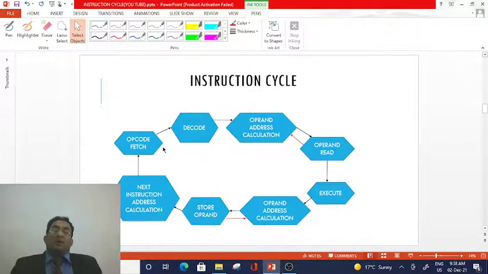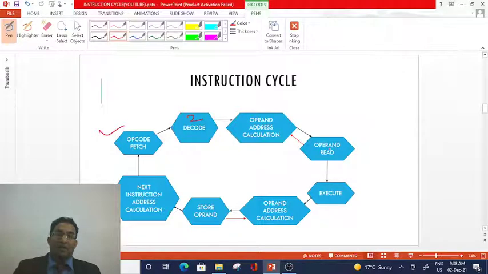Now we are going to see the whole instruction cycle on the basis of addressing modes. So basically the instruction cycle consists of different phases. The first phase is opcode fetch, second phase is decoding, third is operand address calculation, we will see that. Then operand read operation from the memory. After reading operand and opcode, there will be an execution of that particular instruction.